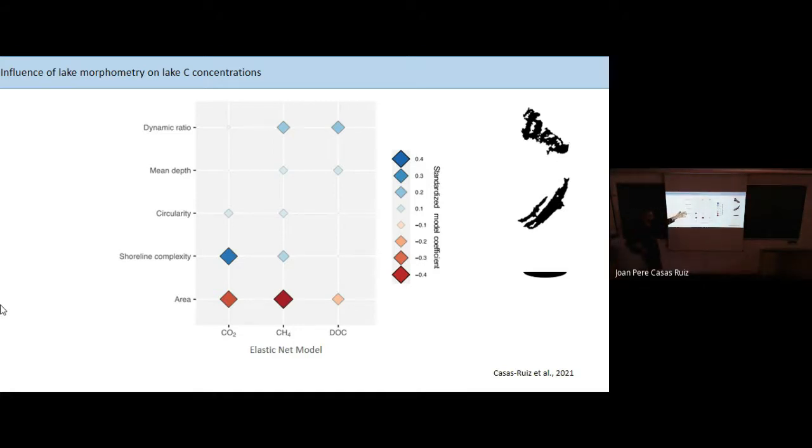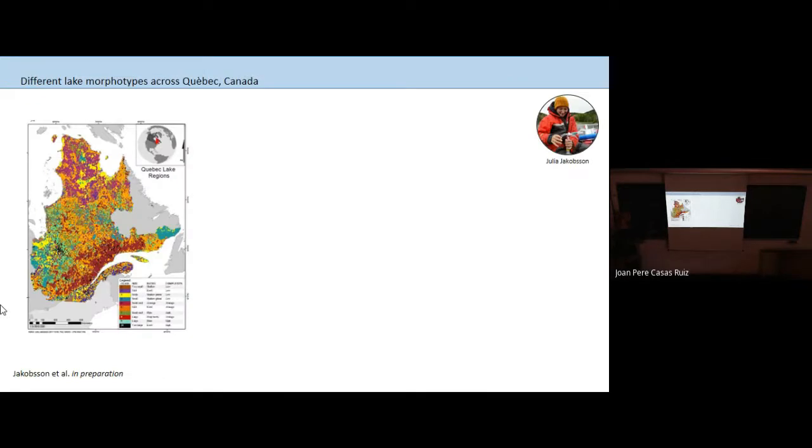And the same for DOC, right? We found also similar relationship with dynamic ratio, which is probably related to the release of DOC from the sediments. So yeah, indeed, the size and the morphometry are related to how much carbon these lakes have. And why is this important? Well, because the shape and the size of lake is not random across the landscape, right?